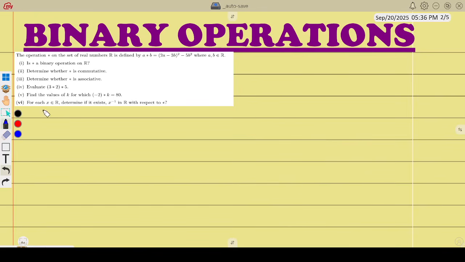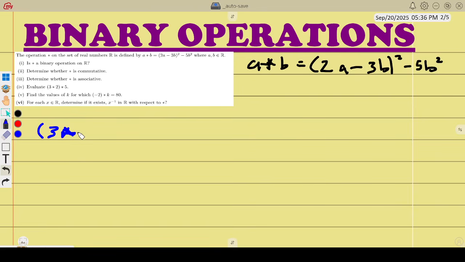So what do we get? Remember we said a star b, this is what was given. A star b is 2a minus 3b squared minus 5b squared. So now we want to find 3 star 2 star 5.